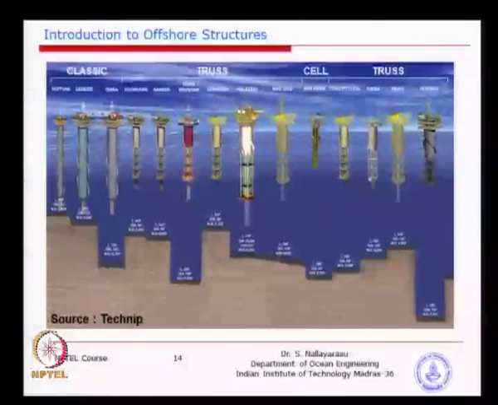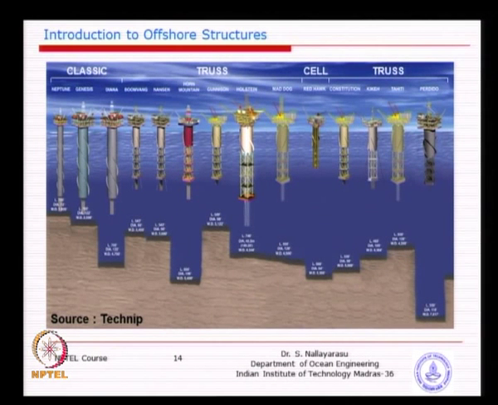So, for the spar you can see a variety of variations: truss spar, cell spar. Instead of a single diameter single cylinder, you have multiple cylinders of the same diameter or different diameters. In the truss spar, basically the buoyancy is at the top, but the remainder part is made of a jacket, sometimes we call it jacket spar.